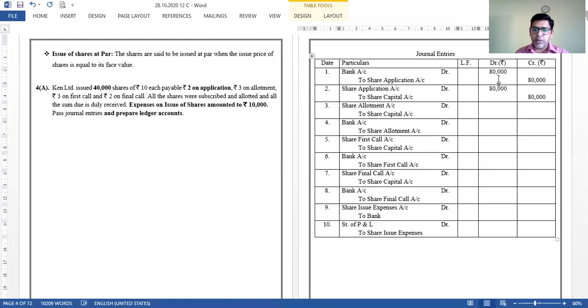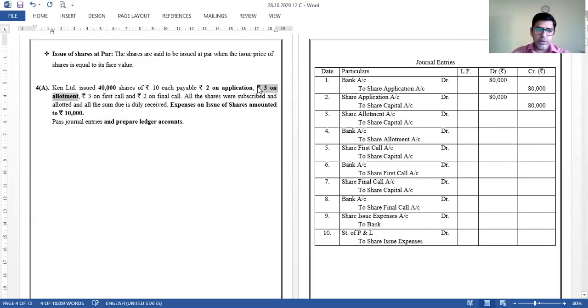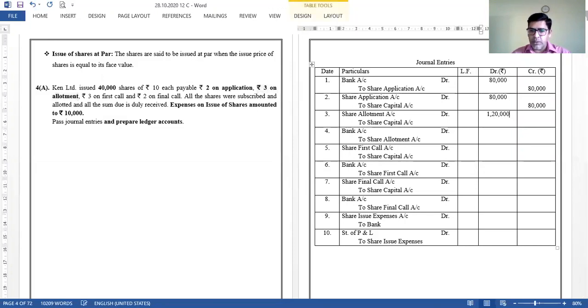Okay, now tell me what amount should I write for allotment? 1,20,000. Rupees 3 on allotment. Yes. So 40,000 into 3, that is 1,20,000. So let me write 1,20,000 is the call, right? And the company has received the amount in full. So 1,20,000 for bank to share allotment. Okay. Entry का structure is fixed, so need not worry about that. But हाँ, वो याद करना पड़ेगा, step by step लिखना पड़ेगा.